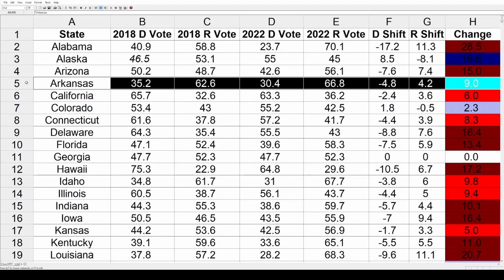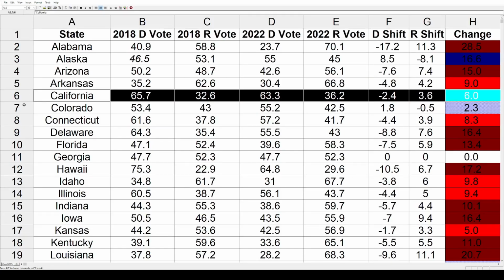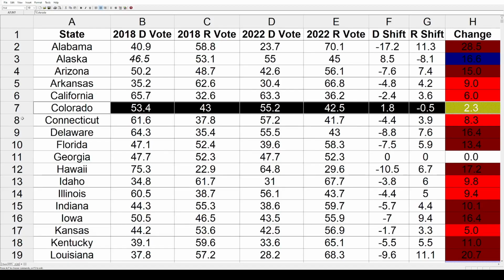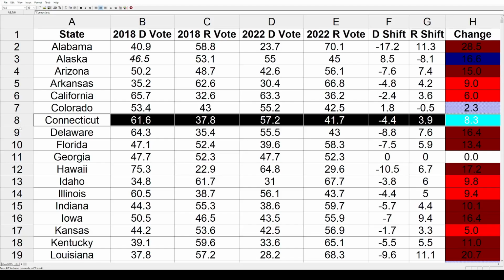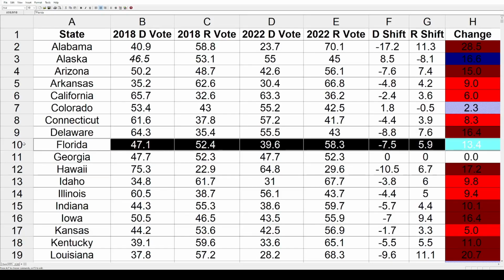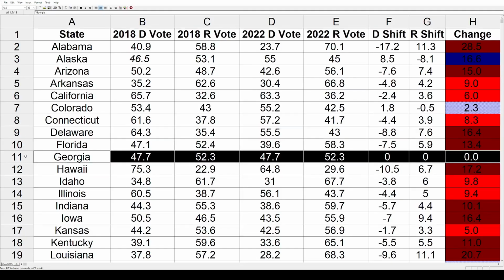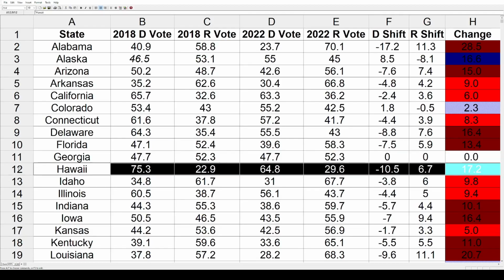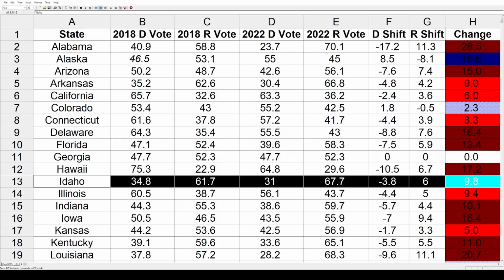Arkansas went 9 points. California went 6 points. Colorado went back toward the Democrats by a small 2.3%. Connecticut went 8.3 toward the right. Delaware went 16.4. Florida went 13.4. Georgia curiously had no net change. Hawaii lurched a big 17.2 toward the right. Idaho also toward the right by 9.8.